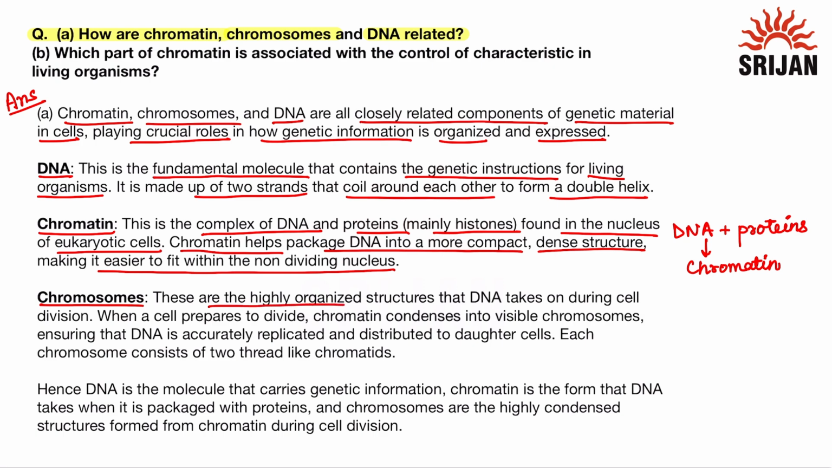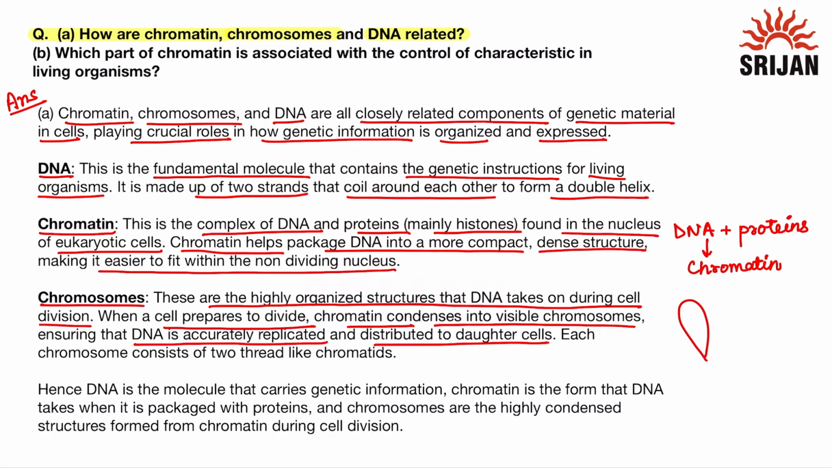They are the highly organized structures that DNA takes on during cell division. So they appear when the cell decides to divide. When a cell prepares to divide, chromatin will condense into visible chromosomes, ensuring that DNA is accurately replicated and distributed to the daughter cells. So when the cell needs to divide, the DNA will also replicate so that it is distributed to the daughter cell.